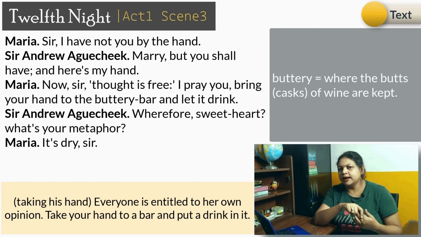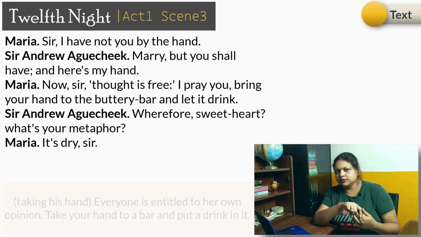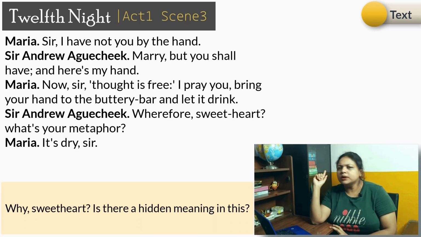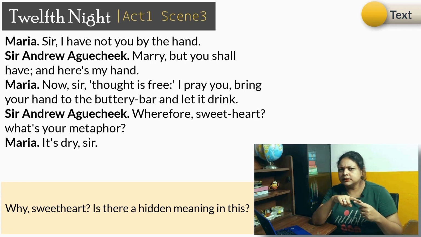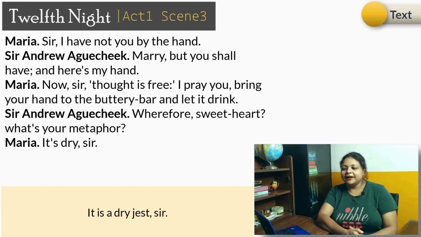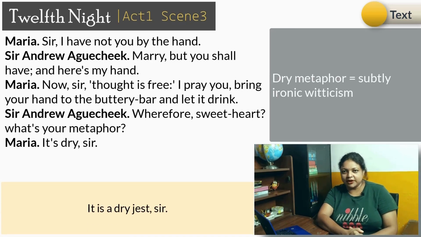Andrew doesn't understand such complicated English. He says, "Wherefore, sweetheart? What's your metaphor? Can you please explain? My hand, how can I make it drunk? I don't understand." "It's dry, sir." Now, Maria says that her metaphor is dry, which means there's nothing to explain. She just wants him to leave. But Andrew feels that she's talking about his hand, that your hand is dry.